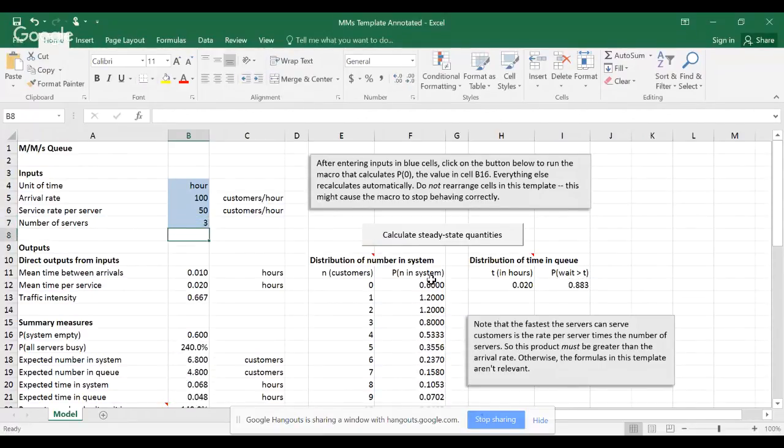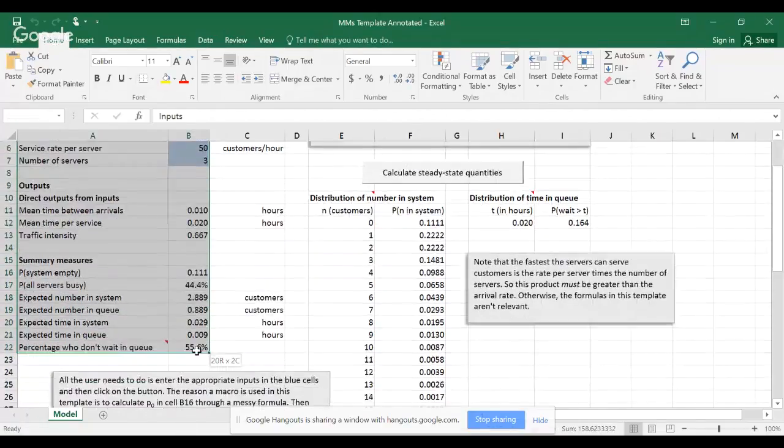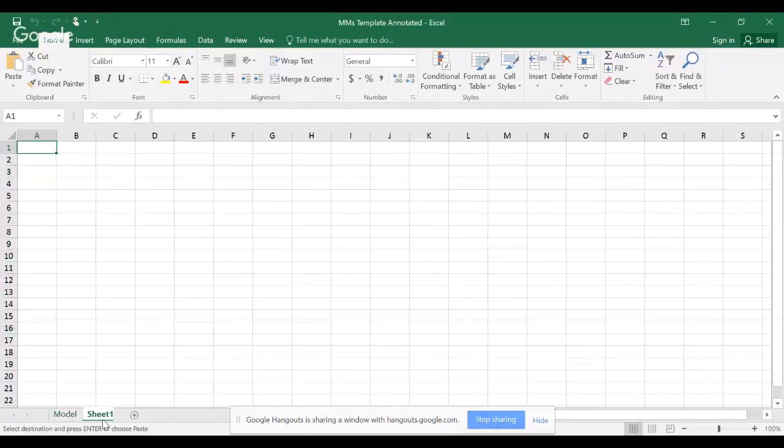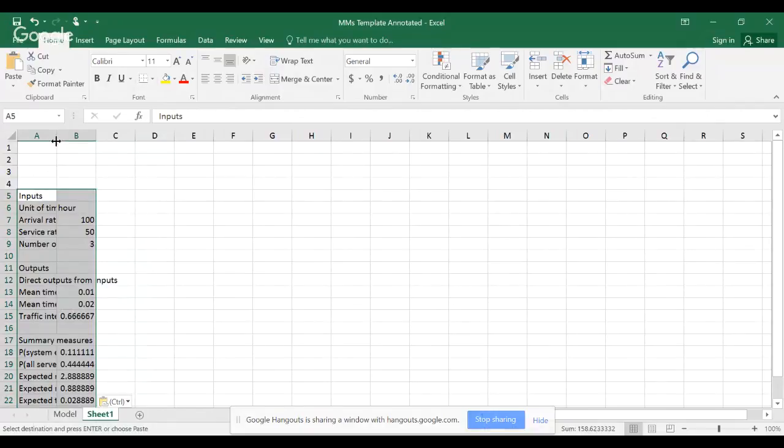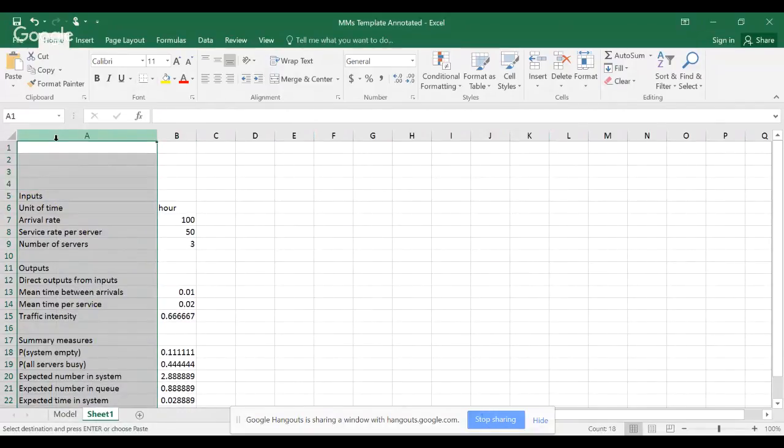All right, so let's start with 3. It looks like we might be able to use 3 servers. So let's go ahead and calculate our steady state quantities here. What I'm going to do is copy and paste this section into another workbook. So I'm going to copy and paste the values. Actually, in this case, I don't need the macro to run over here.